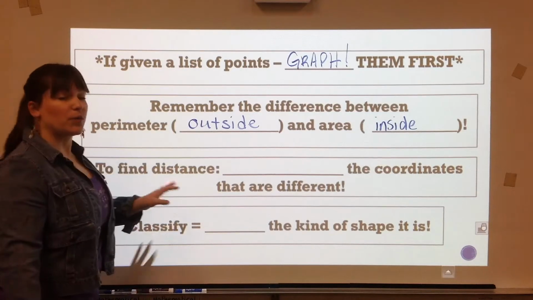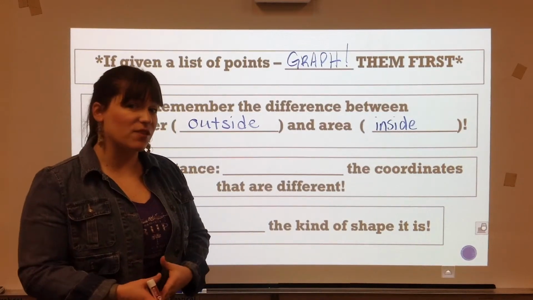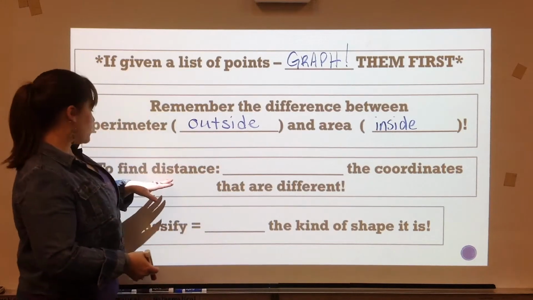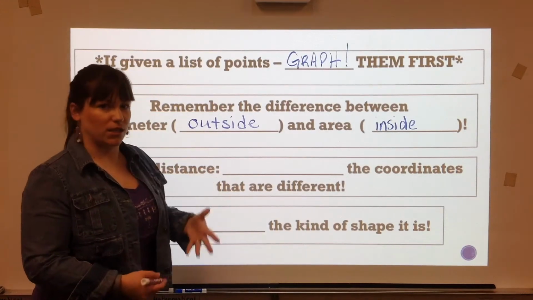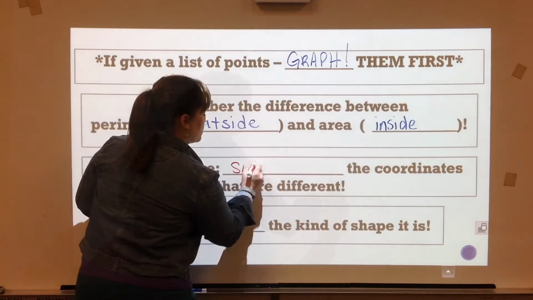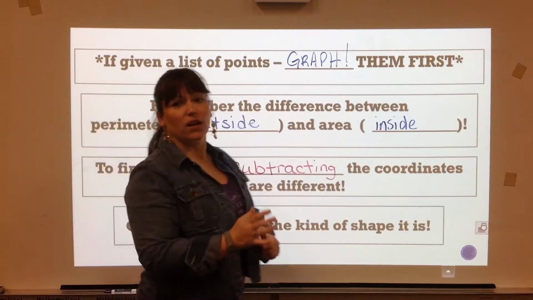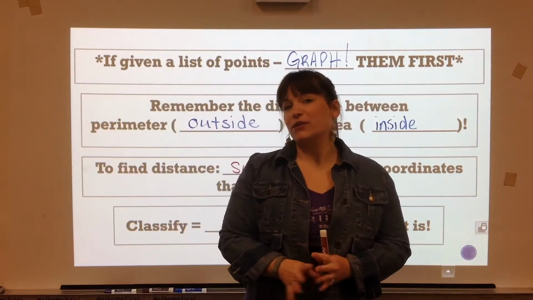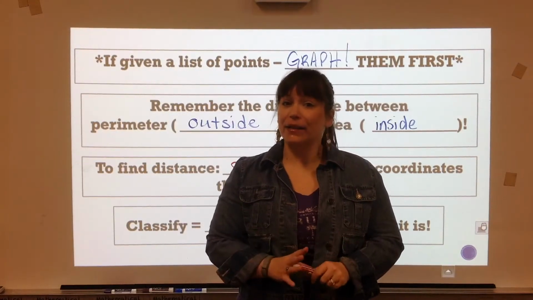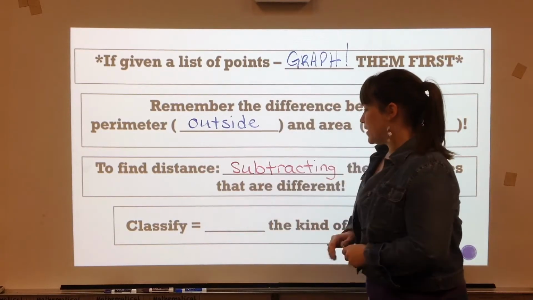Another tip, we are going to be finding distance between 2 points to find the length of the sides. So just a reminder, to find the distance, we're going to be subtracting the coordinates that are different. Today, our shapes are all in the same quadrant, so we don't have to worry about adding the coordinates that are different. So this is the tip for today.